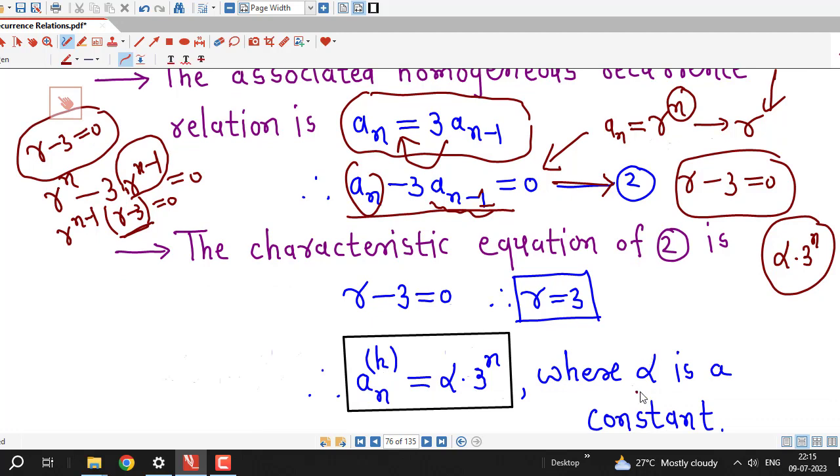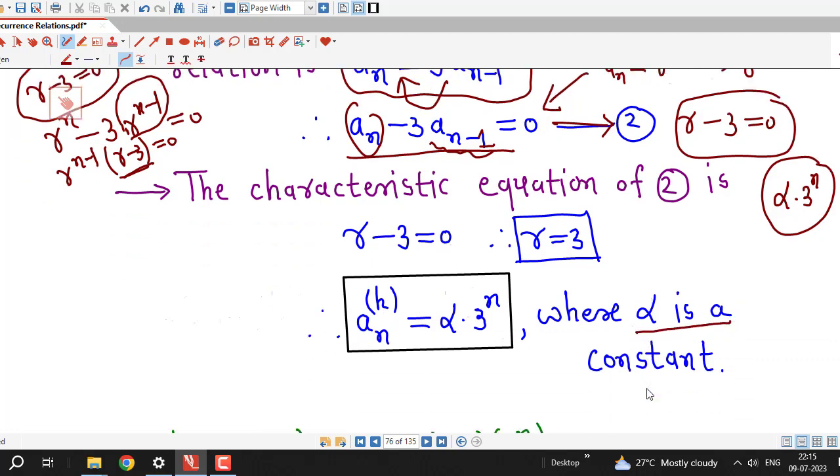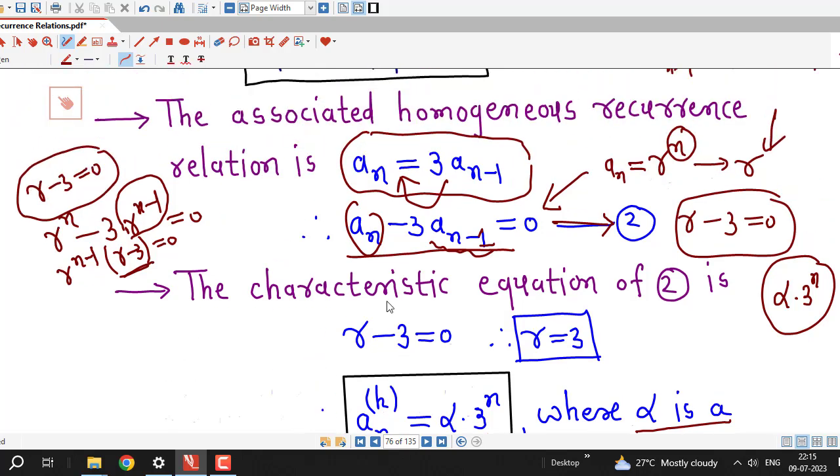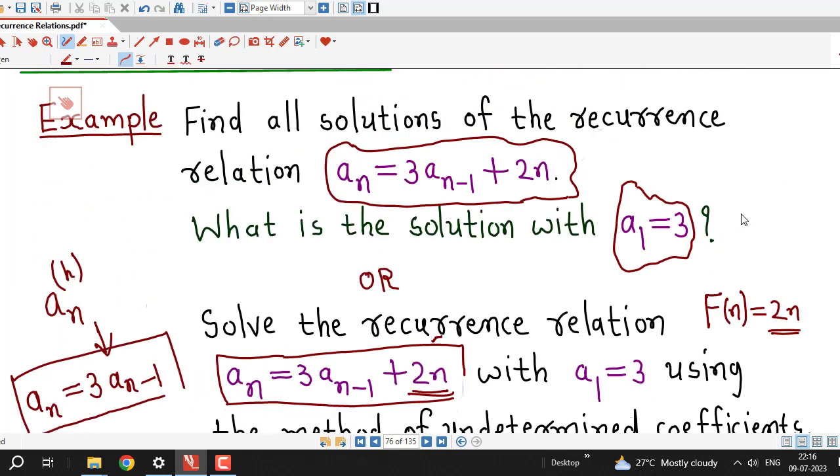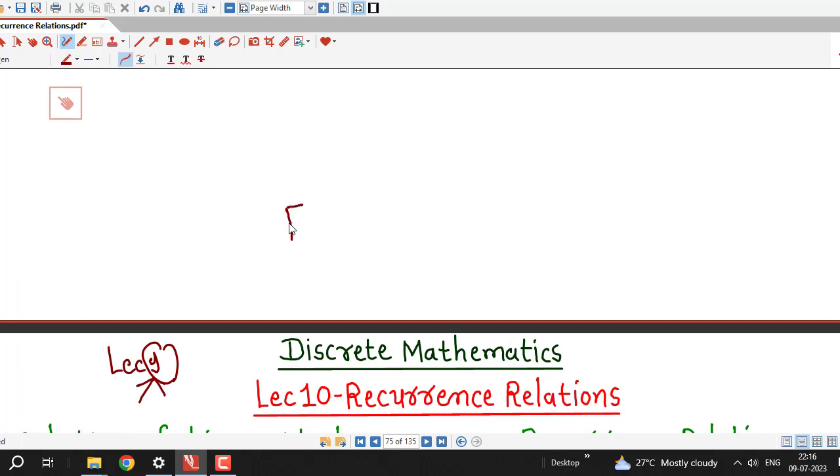This is the first step. Whenever you want to solve any non-homogeneous recurrence relation, first you write down the associated homogeneous linear recurrence relation and then find its general solution and denote that general solution by this symbol anh. H stands for homogeneous. Now in the next step we will concentrate on the function f of n, which makes our recurrence relation non-homogeneous. Here f of n is 2n. Let me write here f of n is 2n.